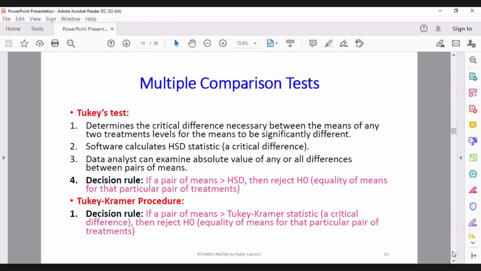Tukey-Cramer procedure: the rule is, if the difference for a pair of means is larger than the Tukey-Cramer statistic, which is automatically calculated by the software, then reject H0, where H0 states that there is equality of means to be verified.